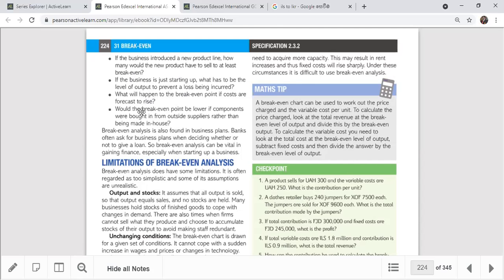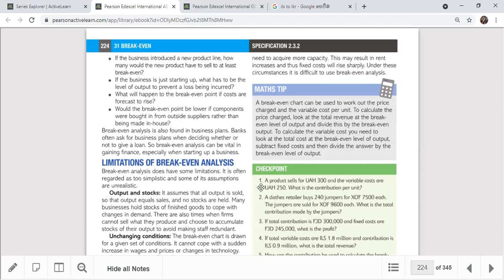We can calculate this thing. And also, the break-even point would be lower if the component were bought from outside suppliers rather than being made in-house. We can take decisions like that: whether it's better to buy from outside, outsourcing, or providing in-house. Those kinds of decisions we can also take by using break-even. Which option is better, manufacturing or buying outside?